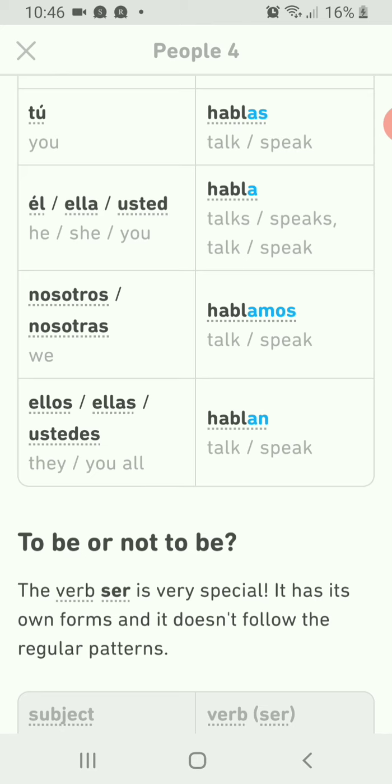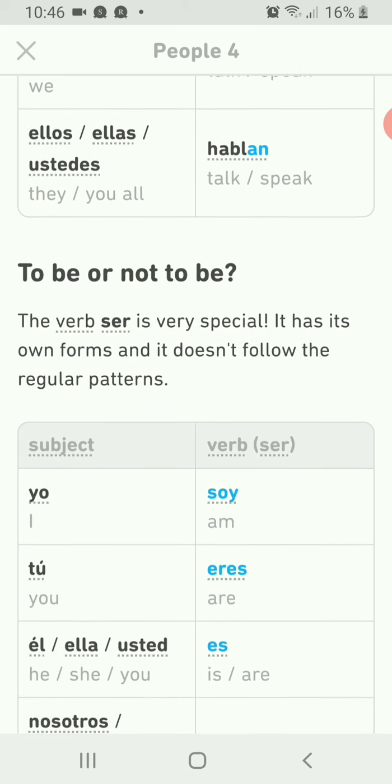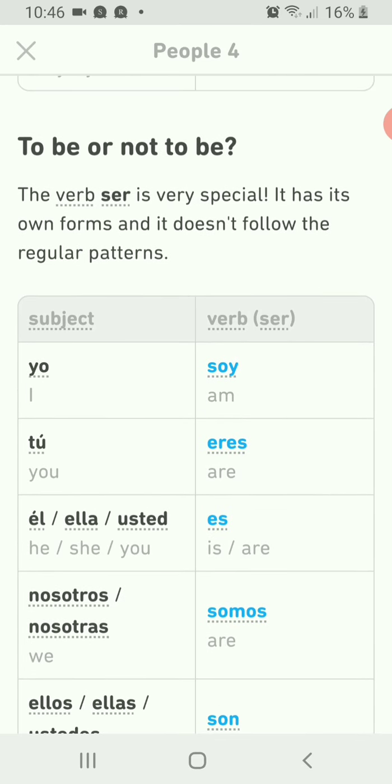It's vosotros and vosotras. Vosotros, vosotras. This is not yet in the scope of this study, but I hope that we will talk about it later on. But for now, let's take this and let's continue. We have the verb to be, ser. As I said multiple times, we have two verbs of to be in Spanish. We have estar and ser.